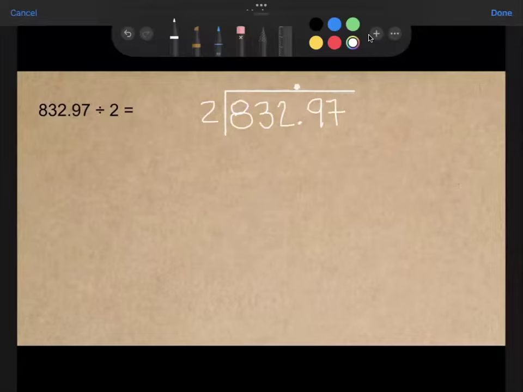2 fits into 8 4 times. So I'm going to put a 4 here and that's exactly 8. So when I subtract that, I get 0 left over. When I bring down the 3, 2 goes into 3 once. So 1 times 2 is 2. Subtract that, 1 left over. Bring down the 2 making that 12. 2 goes into 12 6 times. 6 times 2 is 12. Subtract that, 0 left over.